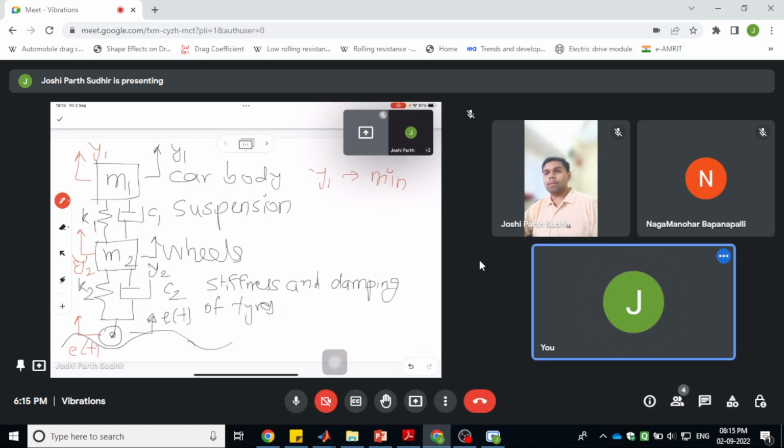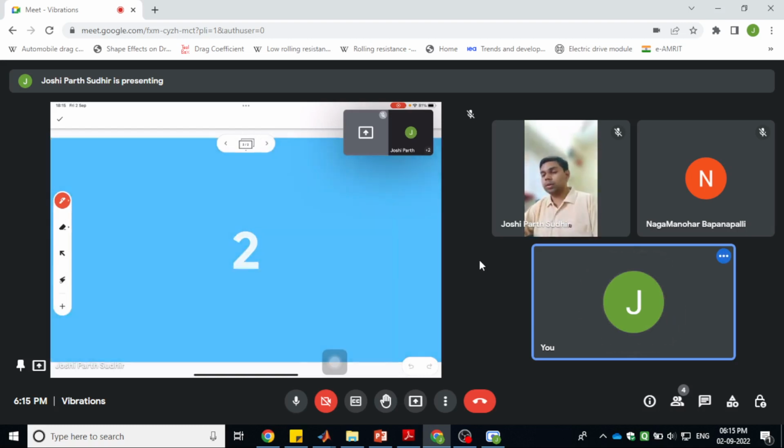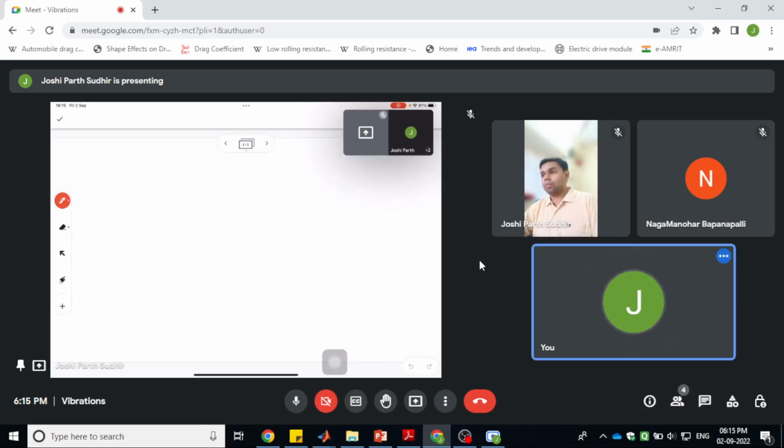using a simple approach. We will extend the same approach as for the single degree of freedom system, and we will try to solve the same set of differential equations. Because there are two masses, there are 2 degrees of freedom, so we will have a set of 2 differential equations. We need 2 coordinates, y1 and y2, to describe the behavior of this system completely.